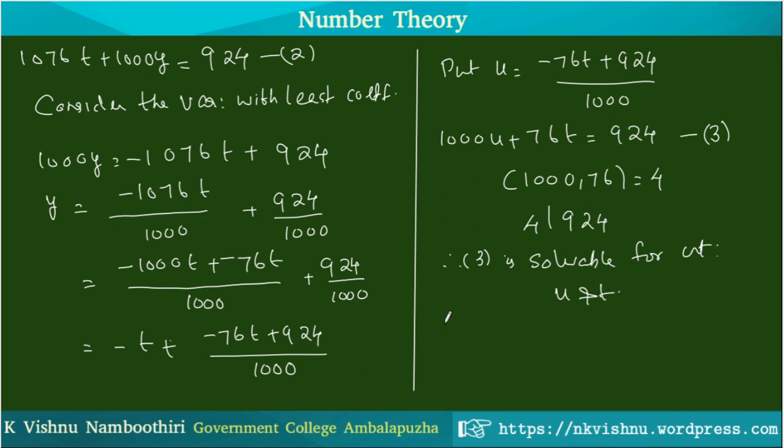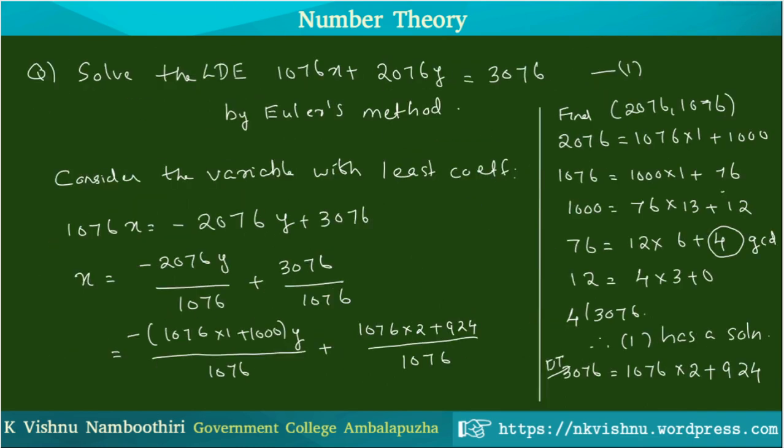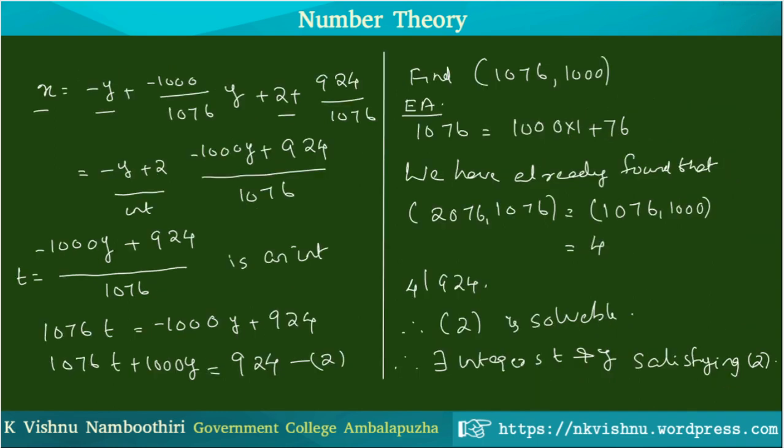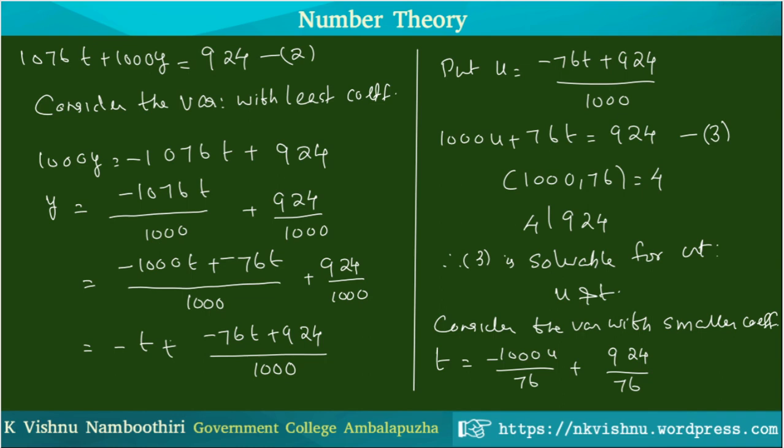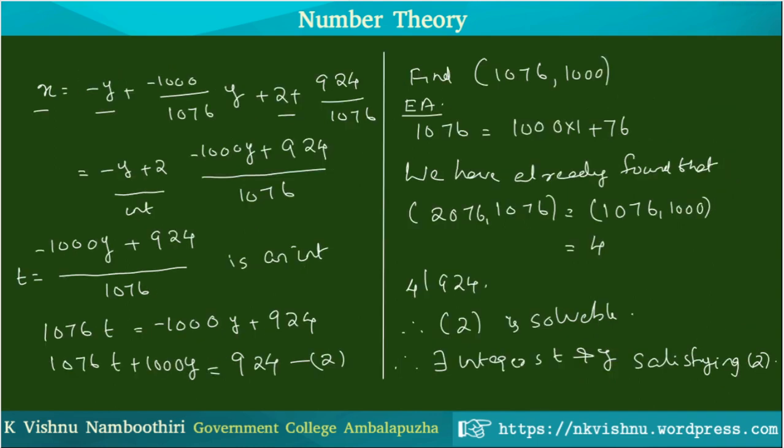Now again consider the variable with a smaller coefficient. What is that variable? Here it is 76t. So t equals, by rearrangement, minus 1000u plus 924 by 76. 924 probably has come even here. No, it is not here. Okay. So minus 1000 by 76, that minus 1000 is already there. 1000 is equal to 76 into 13 plus 12.